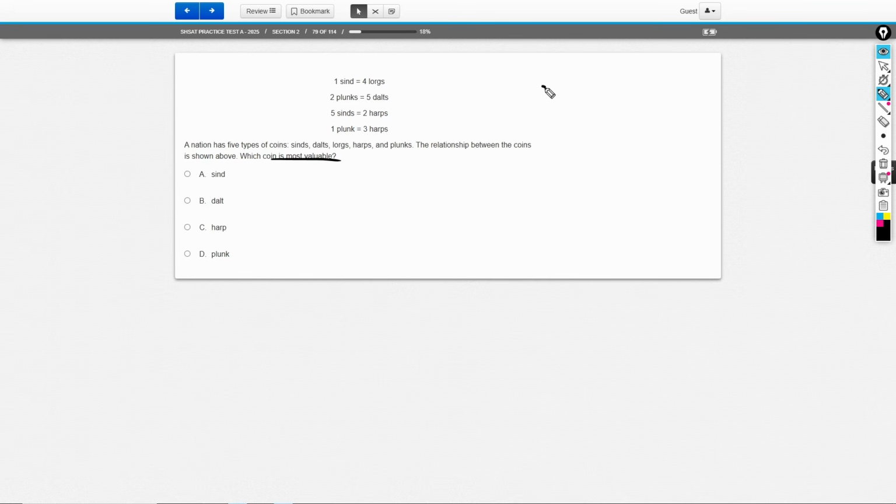Let's say that the US dollar, $1 US is equal to 5 Canadian dollars. Which one is more valuable? Obviously the US dollar. The US dollar is more valuable because it gets you more Canadian dollars. So it's $1 US is worth many Canadian dollars. That means that $1 US is worth more, right?